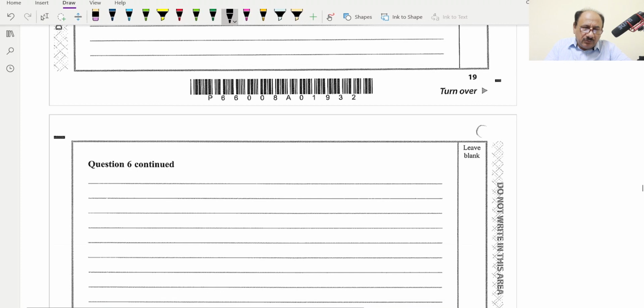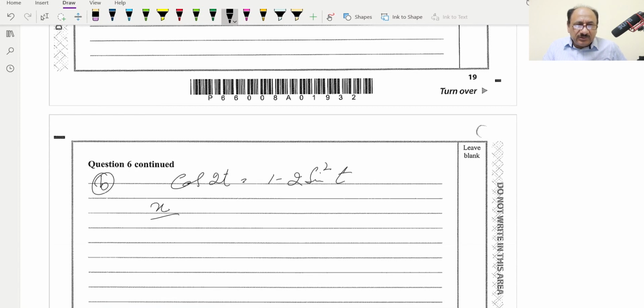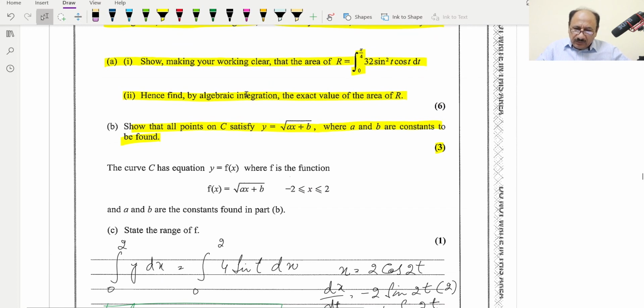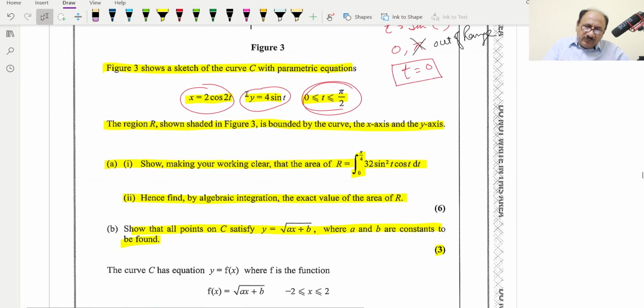So by equating, cos 2t is equal to 1 minus 2 sine square t. So x over 2 is equal to 1 minus 2 into, in terms of y, if we write, this will be (y by 4) squared. So in terms of x, cos of 2t is what? Cos of 2t is this one.